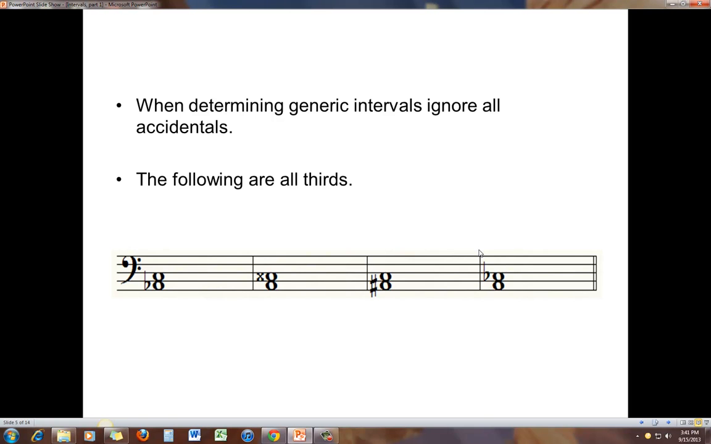When determining generic intervals, ignore all of the accidentals. In spite of the fact that these 4 intervals have vastly different accidentals and therefore will sound significantly different when played, they are all thirds.